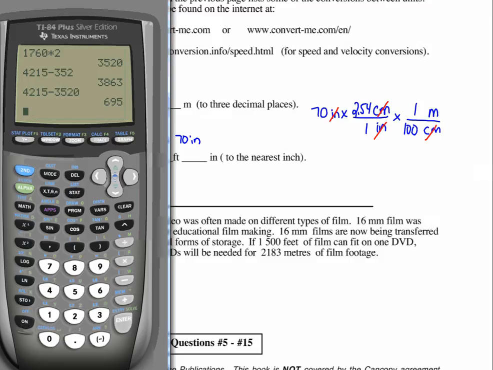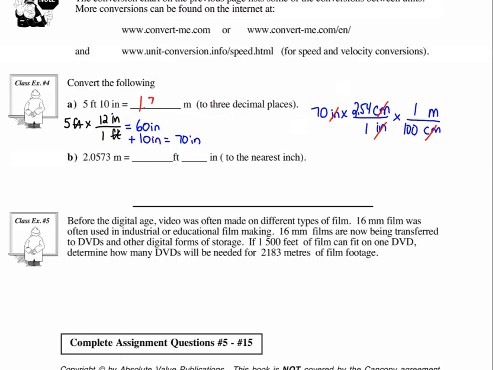I type this in, 70 times 2.54 divided by 1 times 1 over 100. Or it's the same thing as multiplying by 2.54 and then dividing by 100, because the 100's on the denominator. So you could also type it in as 70 times 2.54 divided by 100. Same thing. Yay, we did it! 1.778, I think.